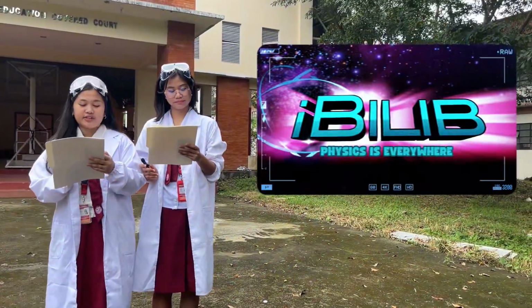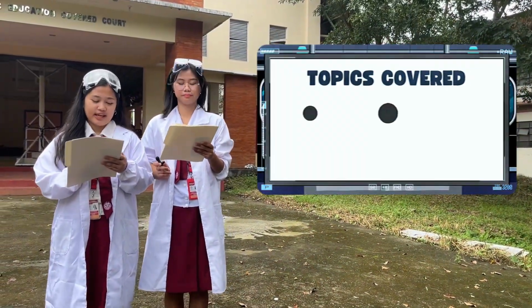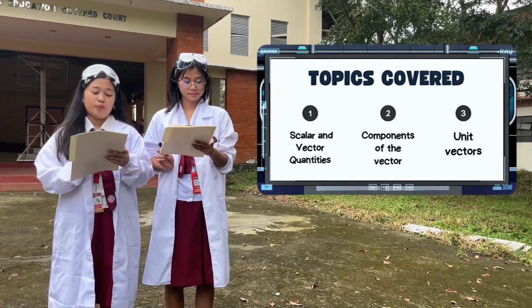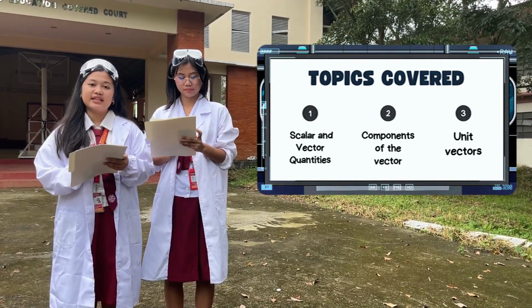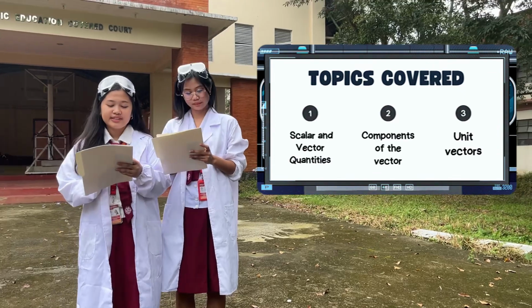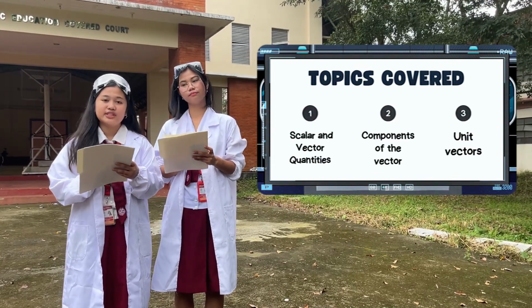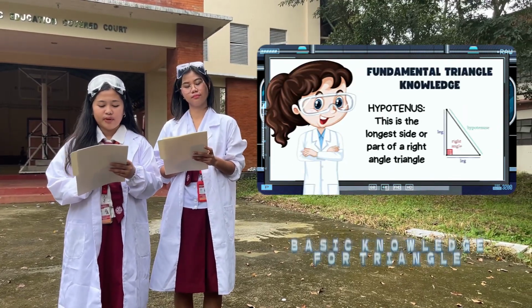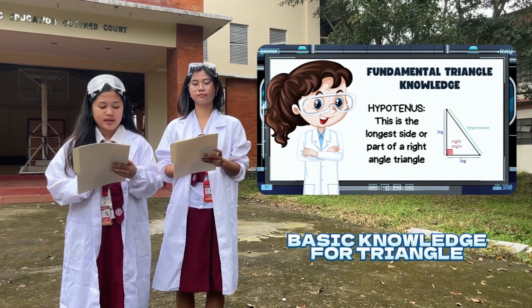Our lesson for today consists of 3 topics. First is the scalar and vector quantity, then the components of the vector, and lastly, unit vectors. Here are some of the terms that we need to know before starting this topic. First is all about the basic knowledge for triangles.